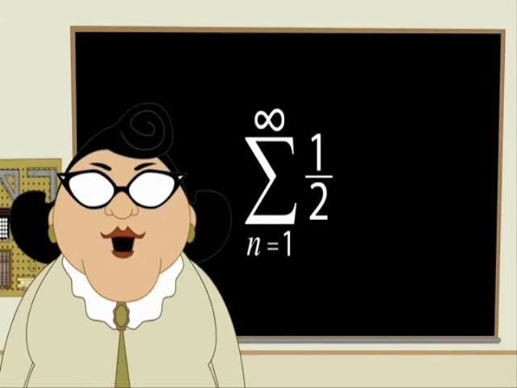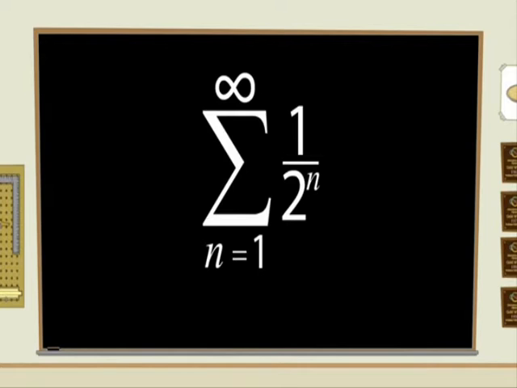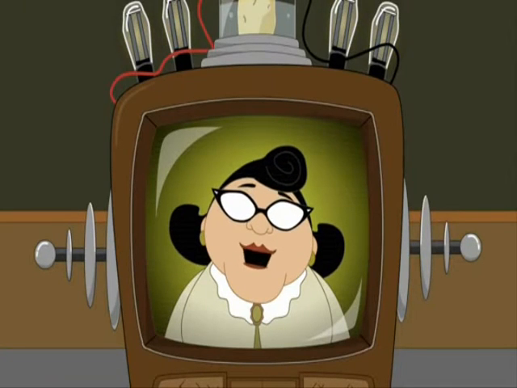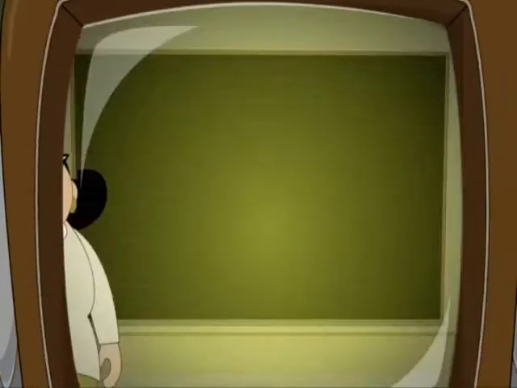Let's take an infinite series of the terms 1 over 2 to the nth power. In this series, the first term is 1 over 2 to the first power, or 1/2. The second term is 1 over 2 squared, or 1/4. The third term is 1 over 2 cubed, or 1/8, and so on. Let's draw a picture of what happens when we add the terms in this series.